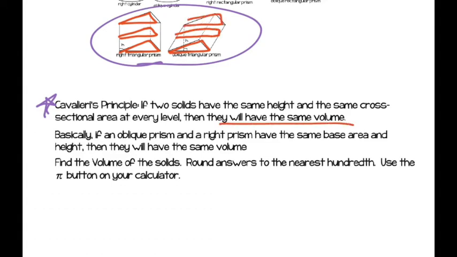And so that's what I showed you with the quarters. That's just illustrating Cavalieri's Principle. So if an oblique prism and a right prism have the same base area and the same height, they're going to have the same volume whether they're right or oblique. So in the next pictures, we're going to find the volume of the solids that are shown. Round your answers to the nearest hundredth and use your pi button.